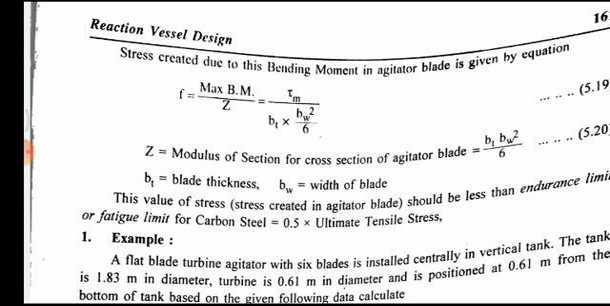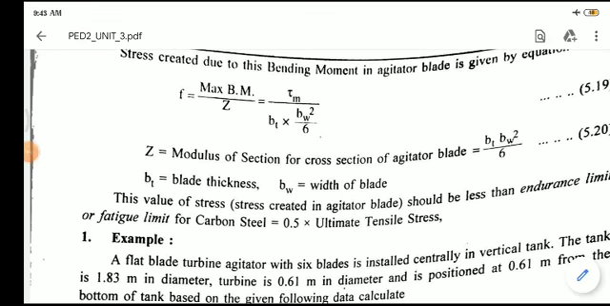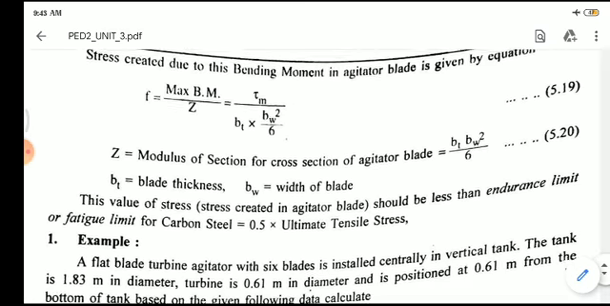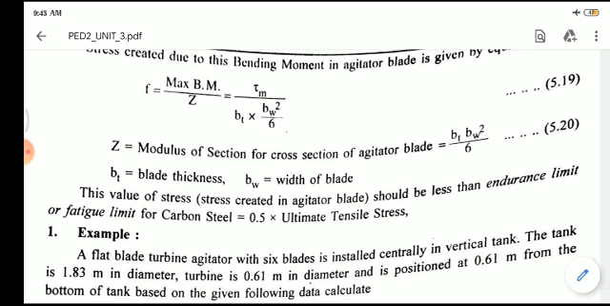Z is the modulus of section for the agitator blade, which is bt bw square by 6, and bt is the blade thickness, and bw is blade width, and this value of stress, that means stress created in agitator blade, should be less than the endurance limit or fatigue limit of carbon steel, that is 0.5 into ultimate tensile strength.